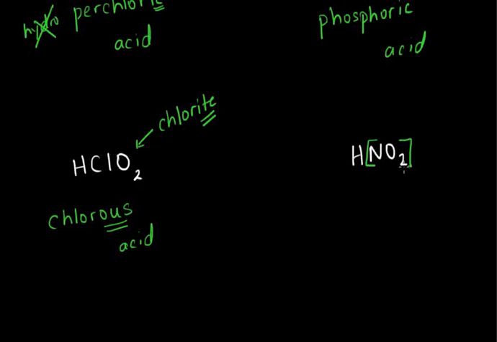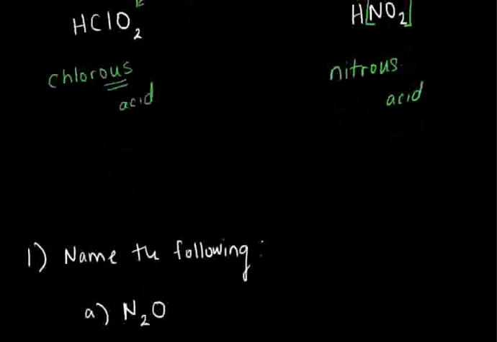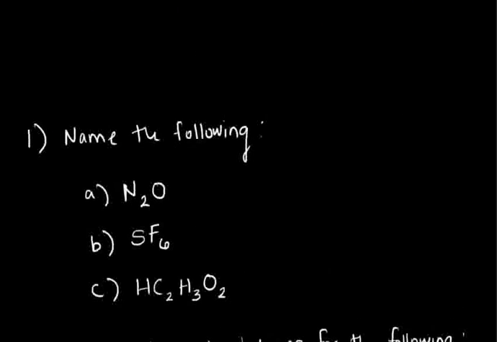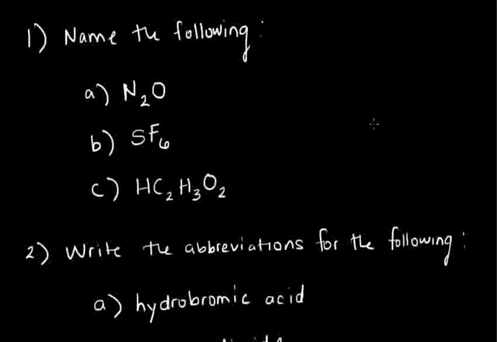What is this? Well, here, you may remember this is nitrite. And so what is this going to become? It's going to become nitrous acid. Remember, the ite goes with the us. And so to help you remember a few of these rules, we've got some questions here. Maybe you want to tackle these first three first. Pause the video, and I'll be waiting for you when you finish.